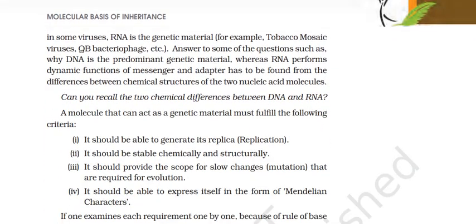अब कभी कभी हमने देखा हर दफा DNA is not the genetic material. Sometimes RNA can also act as the genetic material. For example, TMV, they've given tobacco mosaic virus, QB bacteriophage, etc. Now again, these examples are important. Answer to some of the questions, such as why DNA is the predominant genetic material whereas RNA performs dynamic functions of messenger and adapter, has to be found from the differences between chemical structures of the two nucleic acid molecules.